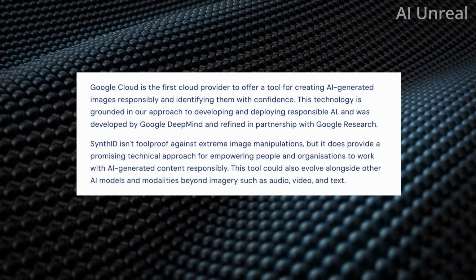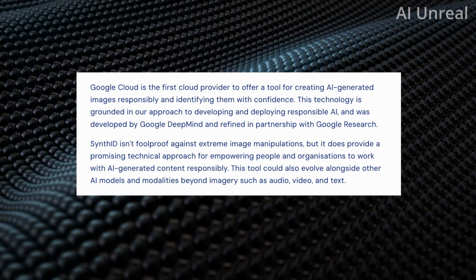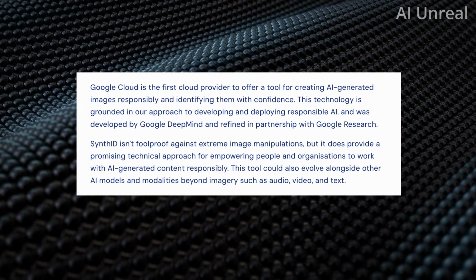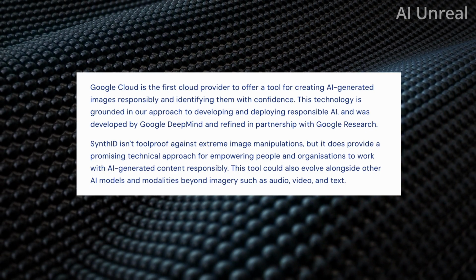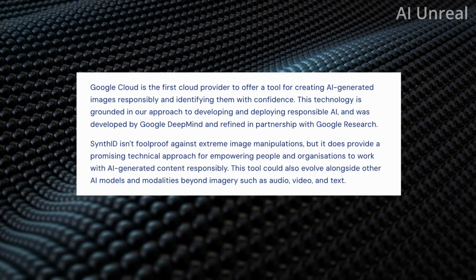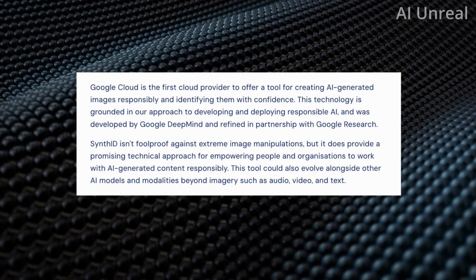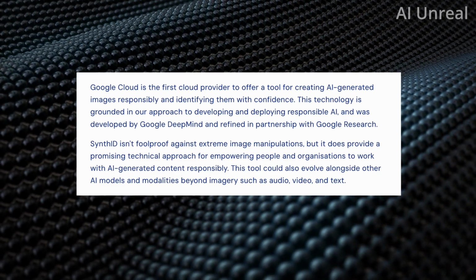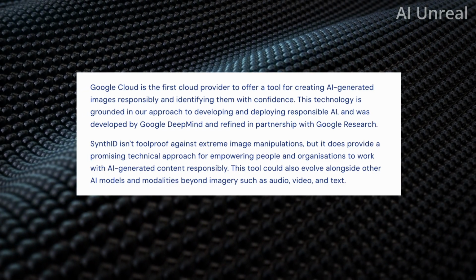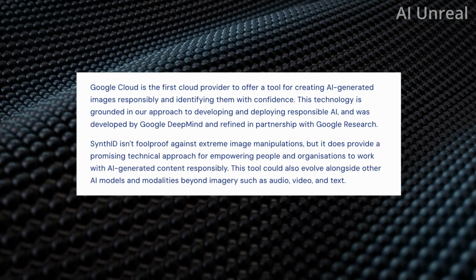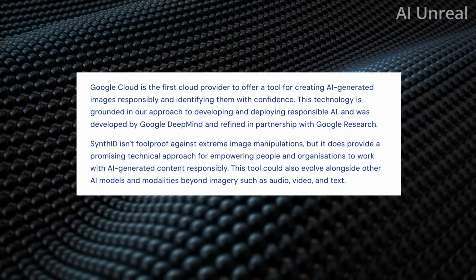So they state Google Cloud is the first cloud provider to offer a tool for creating AI generated images responsibly and identifying them with confidence. Now, they state SynthID isn't foolproof. So for example, if you were to do extreme manipulation to your images, then it could be significantly more difficult to identify. And also adding customizations, filters, and many other layers on top of just a basic image definitely could impact the accuracy of this.